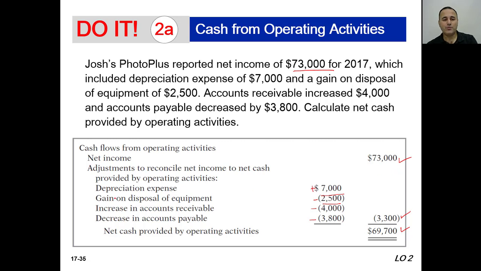I hope it's easier for you to analyze these statements. Why is depreciation added, and why is, let's say, gain on disposal of equipment subtracted.